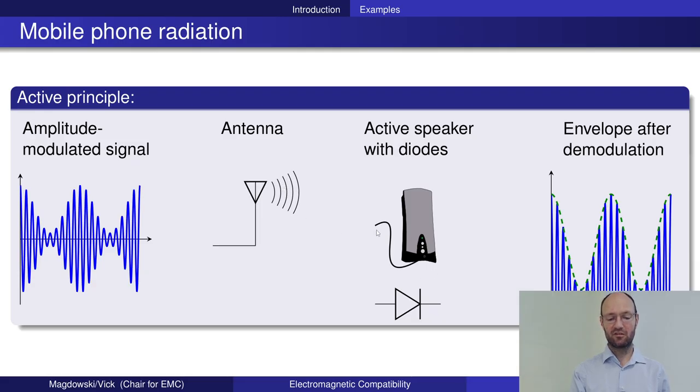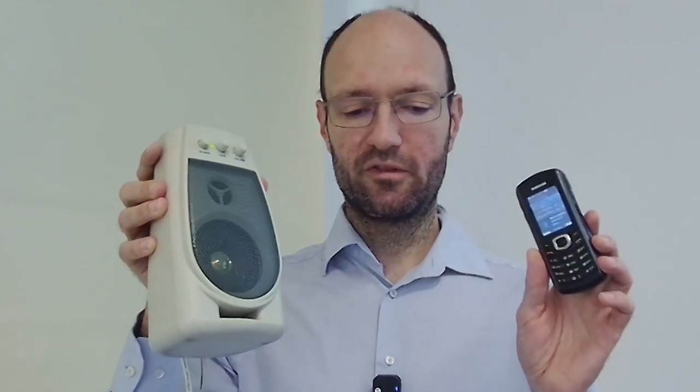And then we have the speaker, and the speaker, as you have seen, has cables attached to it, and every cable that you have everywhere acts as an antenna. And then the speaker is an active speaker, which means there's an amplifier in there. The amplifier contains nonlinear elements like diodes and transistors, and they will demodulate the signal. So what you hear is not the 800, 900 megahertz of the cell phone. You will hear the shape, how the cell phone switches the signal on and off. If I do it once again, call my office, yeah. This is the beep, beep, beep, beep that you hear.